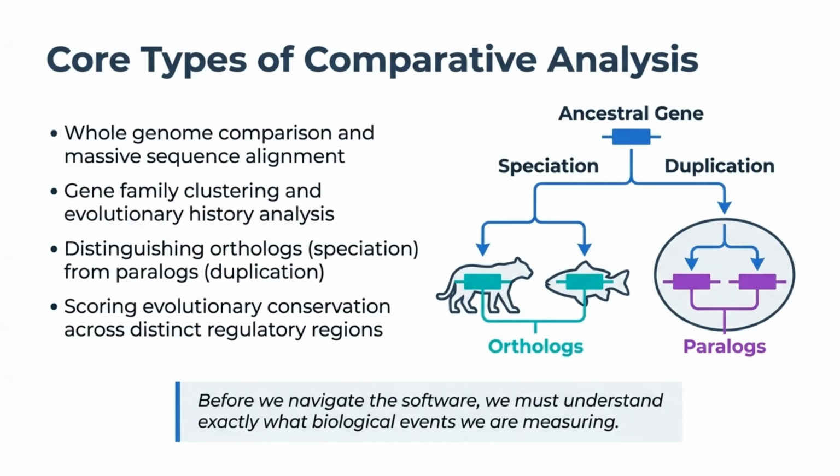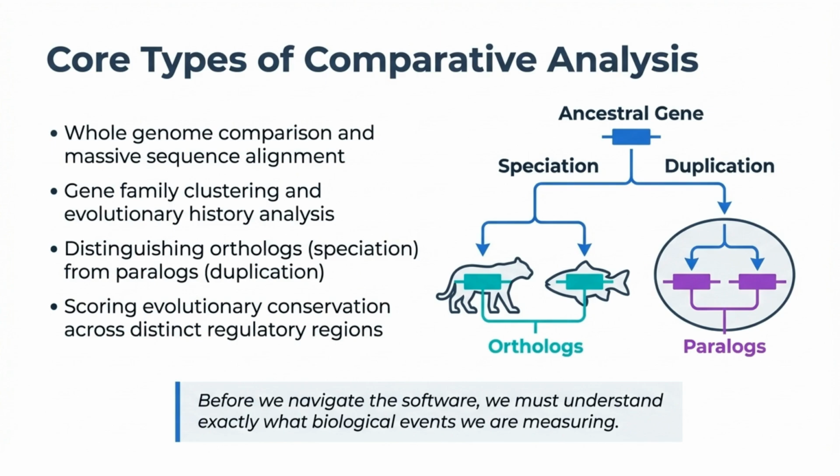Paralogs, in contrast, arise through gene duplication within a genome. After duplication, one copy may retain the original function, while the other evolves a new or modified role. This distinction matters a lot because orthologs are usually more informative for predicting conserved function across species. If you look at the diagram on the slide, the separation between speciation and duplication is one of the most important ideas in comparative genomics.